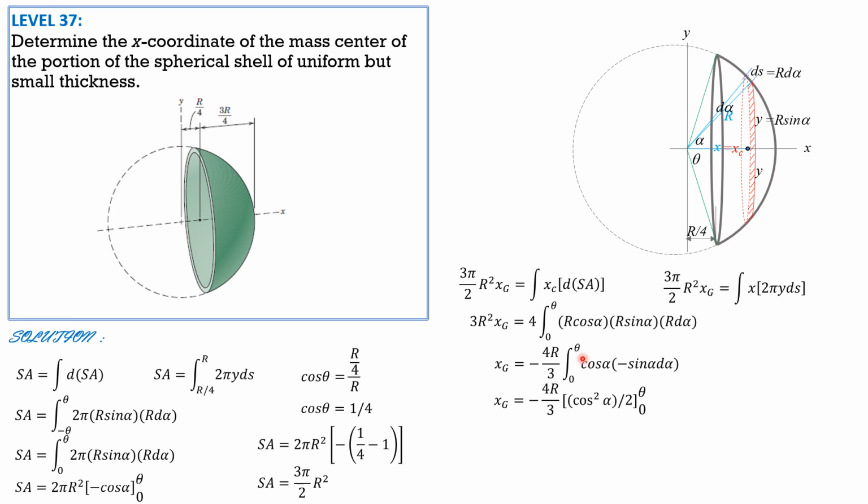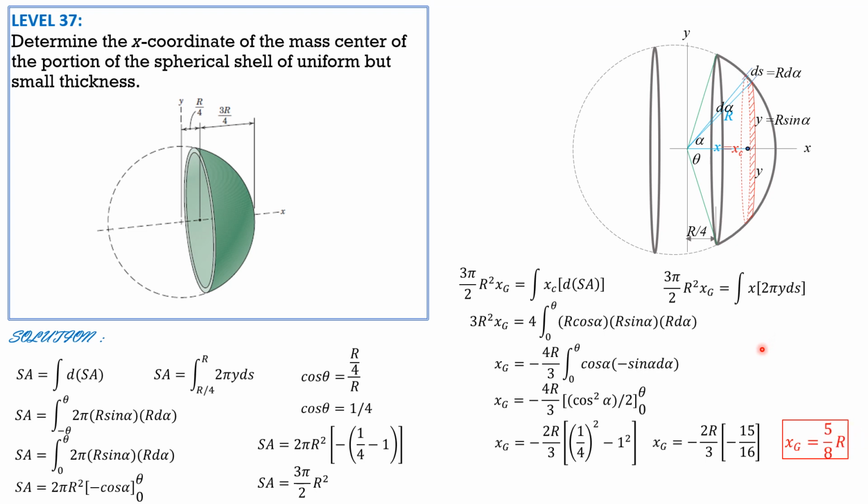Remember that when theta is theta, cosine theta is 1/4 from here, and cosine of 0 is 1. So xg is negative 2r over 3, quantity 1/4 squared minus 1 squared. So simplifying, xg therefore is equal to negative 2/3 r times negative 15 over 16. So xg is equal to 5/8 of r. So that's the answer to this question.